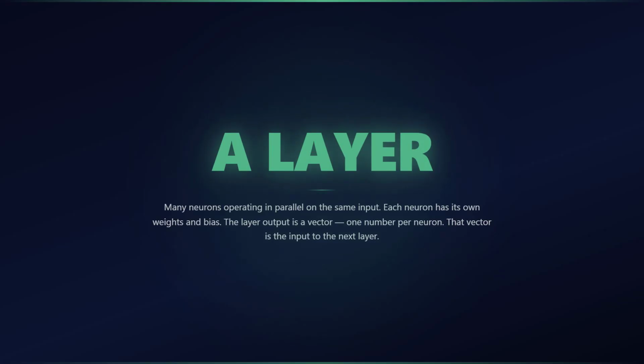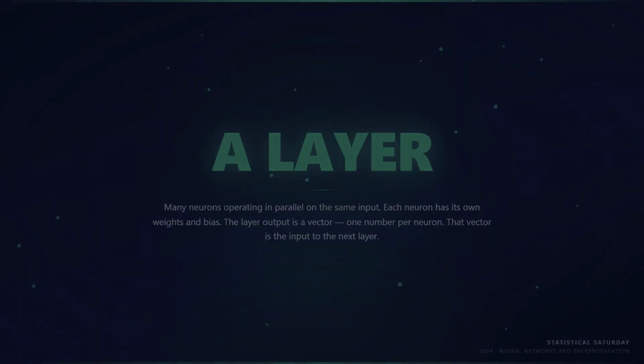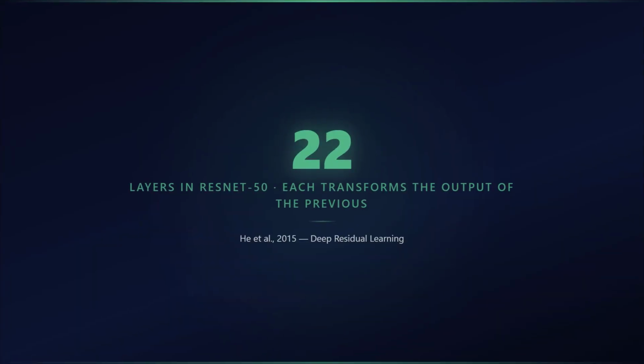Each neuron has its own weights and bias. The layer output is a vector, one number per neuron. That vector is the input to the next layer. A deep network is layers stacked. The full computation is a composition.